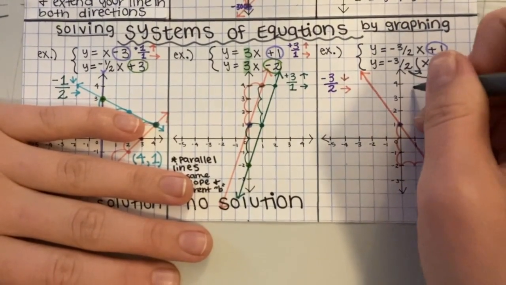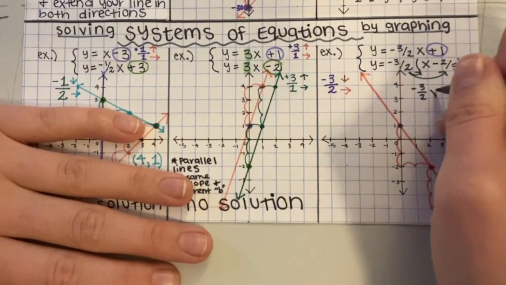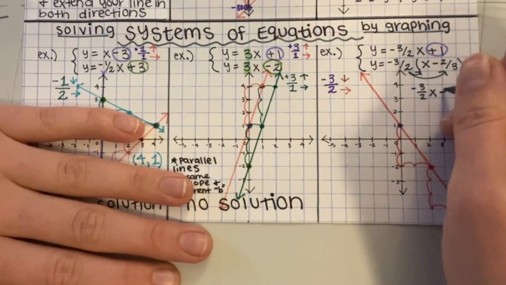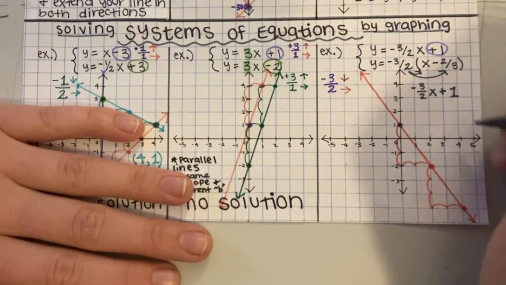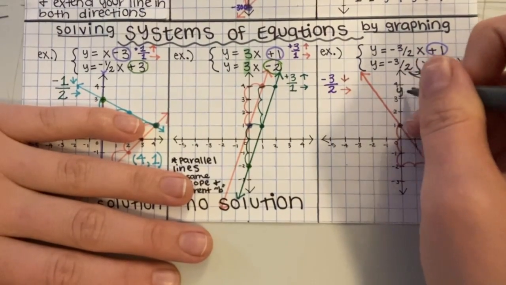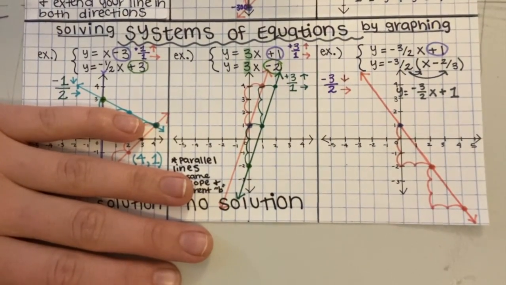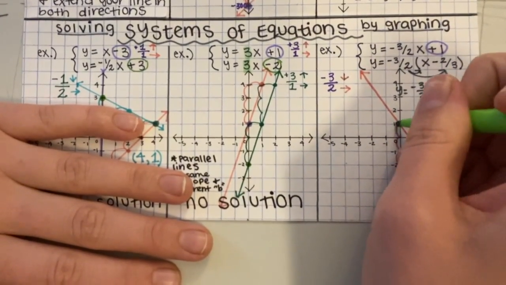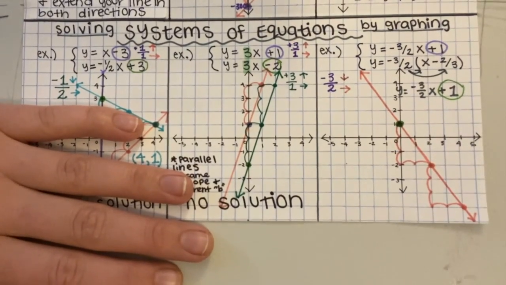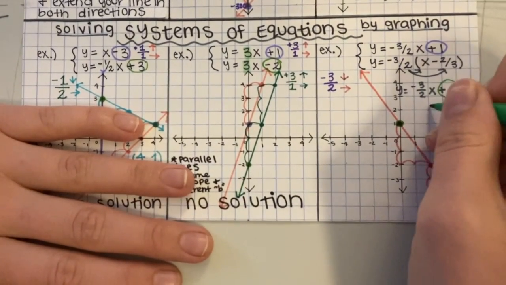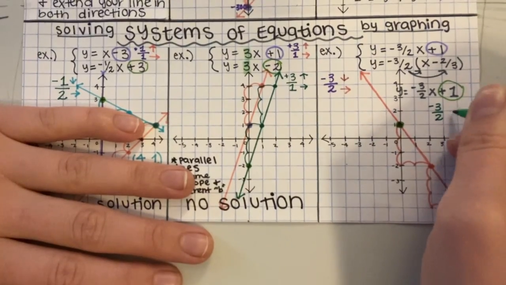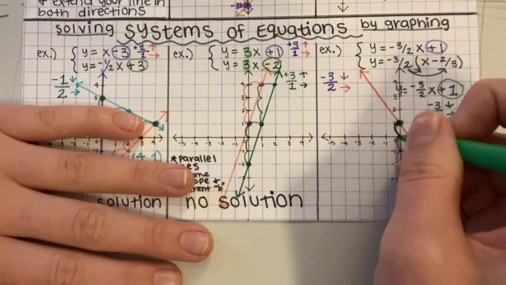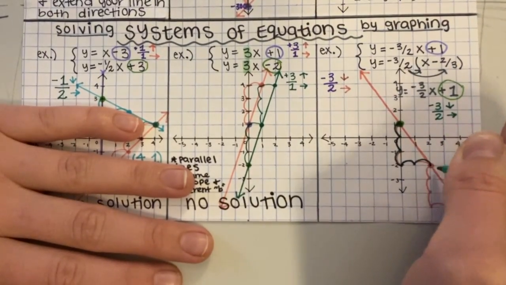-3/2 times x just gives me -3/2 x. -3/2 times -2/2 gives me +1. I'm going to graph this just like I did the last one. My y-intercept is 1, so I'm going to put a point at 1. My slope is -3 over 2, which means I'm going down 3, right 2. So we're going to go down 3, right 2.